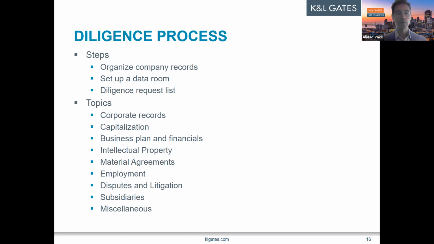So they want corporate records, the capitalization tables, security documents, shares you've issued, business plans, a list of IP. In some cases, they want to do a deeper dive and look at the IP. They may want copies of patent applications, material agreements, customer agreements, supplier agreements, partnership agreements, things like that, employment documents, and any sort of litigation or disputes, threatened or pending. If you have subsidiaries, the same sort of documents for your subsidiaries. And then it could be a host of other things.